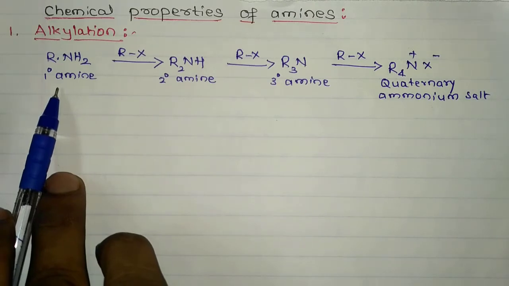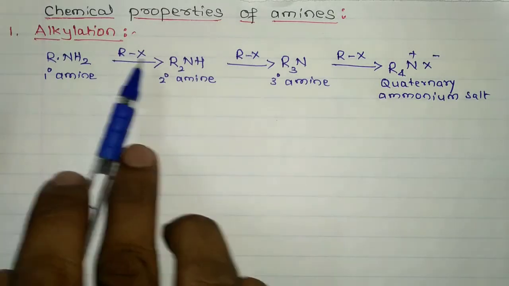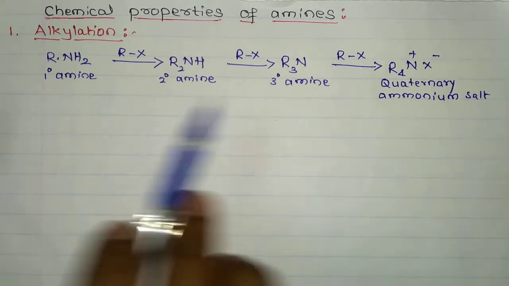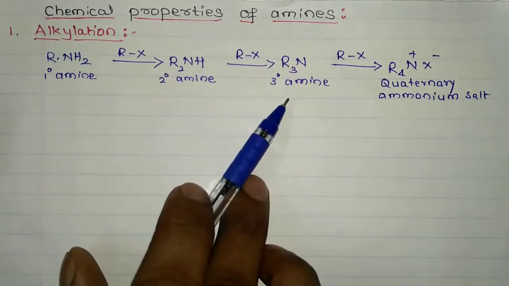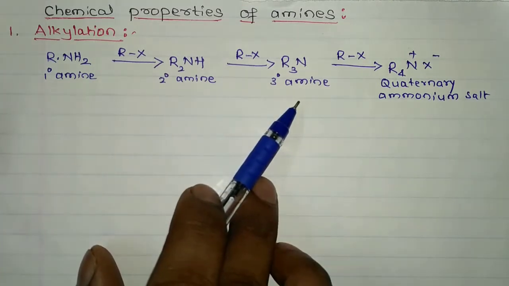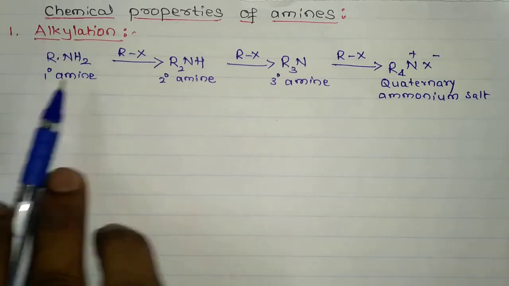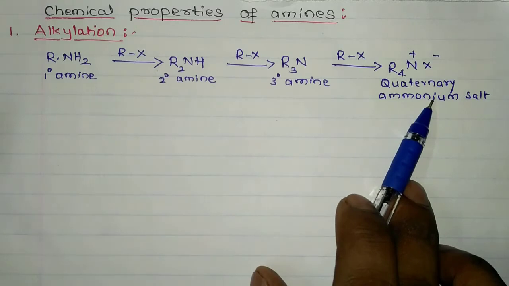Primary amines, secondary amines, tertiary amines, whatever the amine, they react with alkyl halide and the final product is quaternary ammonium salt. This reaction is used to distinguish between these three classes of amines. Here, 1 mole of primary amine requires 3 moles of alkyl halide. Finally, it forms quaternary salt.